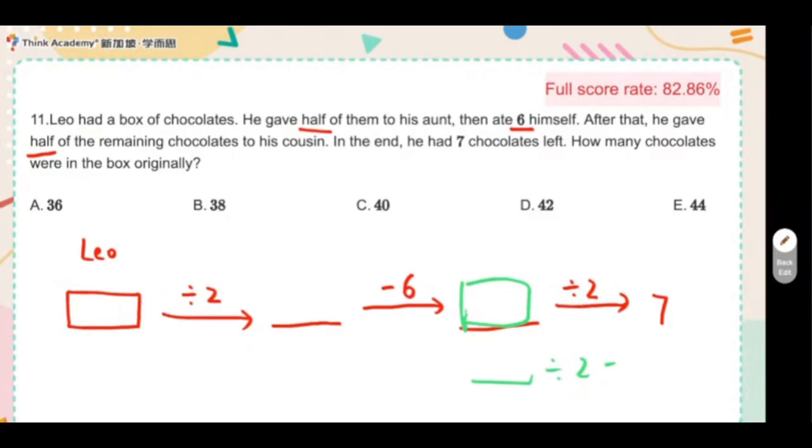So how should we do? That will be 14, right? If until now you're still not familiar with the times table, you need to review it every day, okay? Promise?